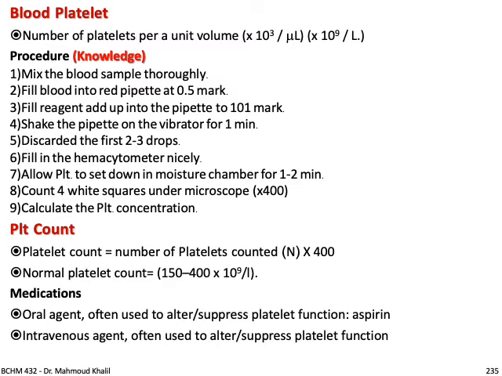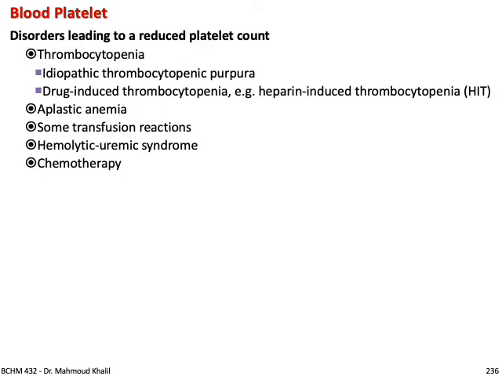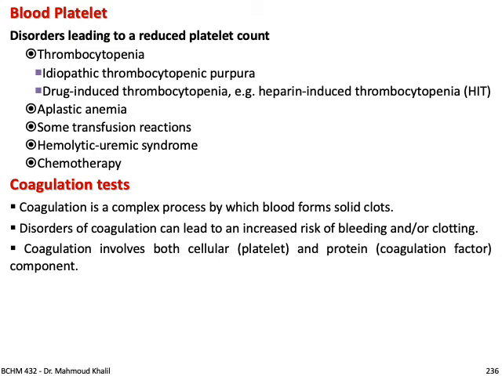Medications like oral agents are often used to alter or suppress platelet function, like aspirin. Intravenous agents are also often used to alter or suppress platelet function. The disorders leading to a reduced platelet count include thrombocytopenia, idiopathic thrombocytopenic purpura, drug-induced thrombocytopenia like heparin-induced thrombocytopenia, aplastic anemia, some transfusion reactions, hemolytic uremic syndrome, and chemotherapy.